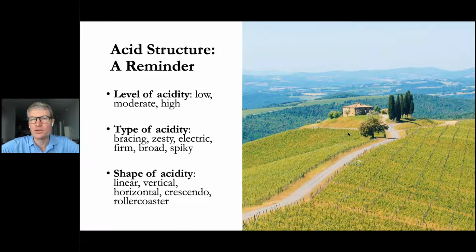So one of the really interesting ways of distinguishing between different varieties, according to my approach, is that each one has got a very slightly different shape of acidity. So when you combine those 3, the level of acidity, the type of the acidity, and the shape of the acidity, you really narrow down your options for what a variety is likely to be.